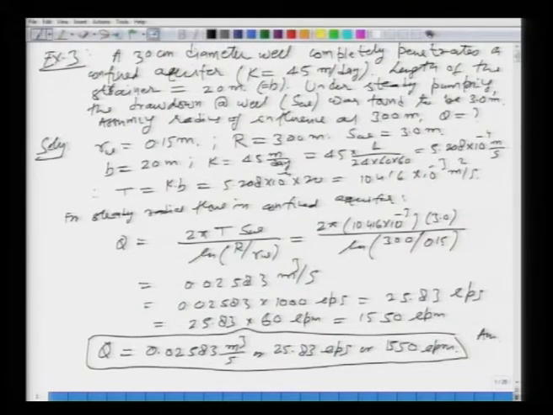So, this way we see that it is a very simple numerical example of calculating the pumping discharge coming from a well in a confined aquifer under steady state conditions, okay. We have not looked at the unsteady case, which we will do a little later in this course. Now, we will move to the unconfined aquifer case, okay. We will apply the similar analysis which we used in deriving the expression for Q. So, let us do that first and then we will see an example.